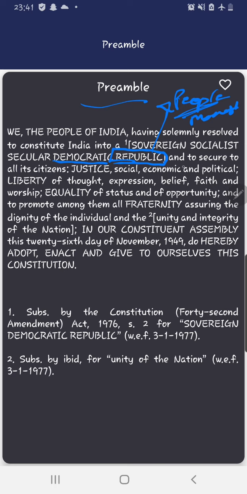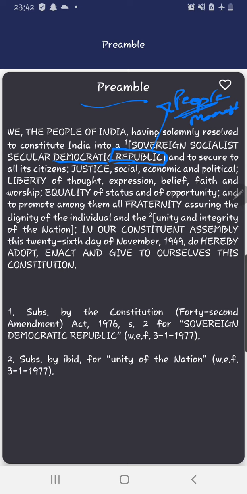Going further, our constitution aims to secure to all its citizens justice. What kind of justice? Social justice. Social justice means, for instance, there should be no discrimination on the basis of creed, caste, religion, in access to any public place or a job. Then justice in terms of economy, for example, providing equal wage to male and female, or equal wage to people working at the same status. And further, political justice, which is ensured by your fundamental rights. This social and economic justice are ensured by your directive principles of state policy.